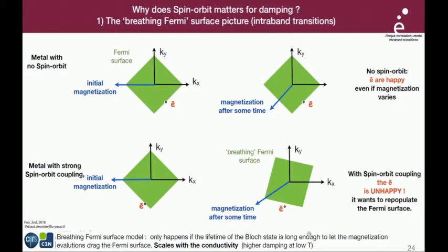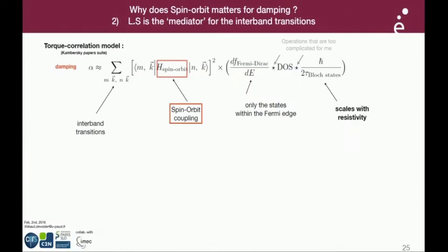Okay, and this process is more probable if the lifetime of the Bloch state of the electron is long enough so that magnetization can vary. So it's a process that is proportional to, let's say, the conductivity of the material. And that's this process that is responsible for the very strong increase of the damping of iron, for instance, at low temperature.